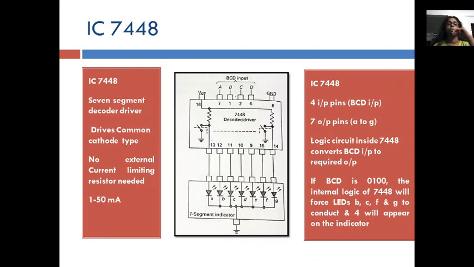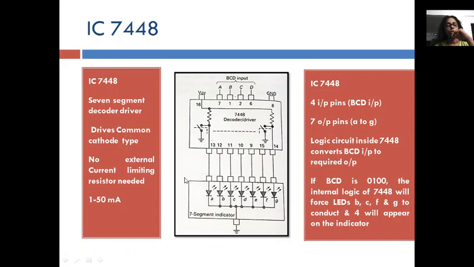And coming to the common cathode type, which is the IC 7448. You could see here also again 2 parts: the IC, which is the decoder driver, which is driving the common cathode type 7-segment indicator. And here you can see that there is no external current limiting resistor connected between the outputs. Why? Because inside the IC itself there are limiting resistors. In the case of 7448, no external current limiting resistor is required.